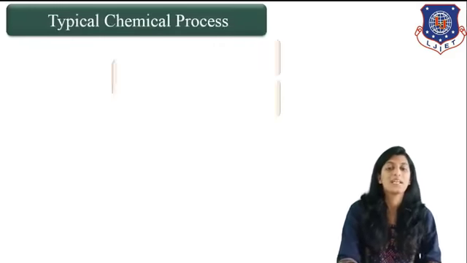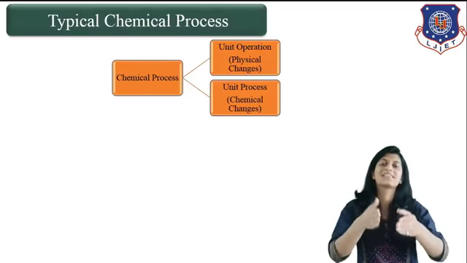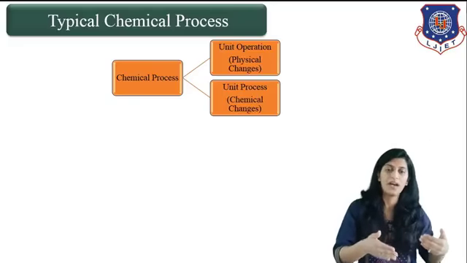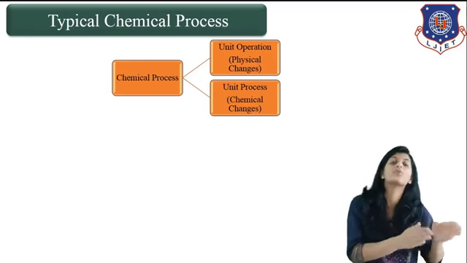Now, a typical chemical process can be subdivided into two parts. One is unit operation and the other one is unit process.